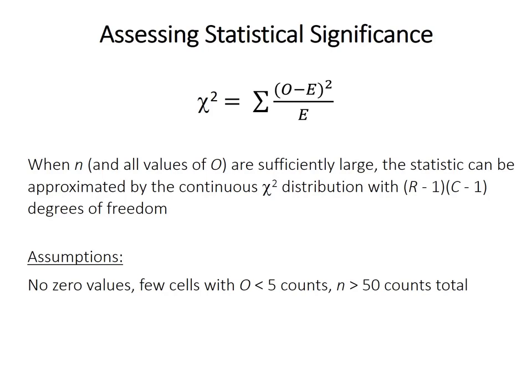In this case, sufficiently large is the key assumption of the test, and is generally taken to mean that you have at least 50 counts in total. So if you add up all the counts, there are at least 50 individual things that you counted, and no or very few of the observations have counts smaller than 5.